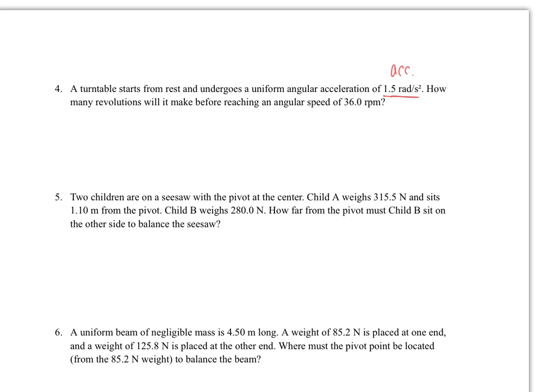So once again, I'm going to convert this angular speed from RPMs to radians. I'm going to take that RPM. Remember, it's rotations per minute. I'm going to write that out. Convert the rotations by the 2 pi, that's going to give me my radians. Convert the minutes, like we always do, to seconds. 1 minute is 60 seconds. And I should get about 3.77 radians per second as my final speed here.